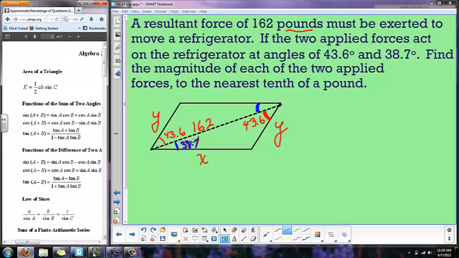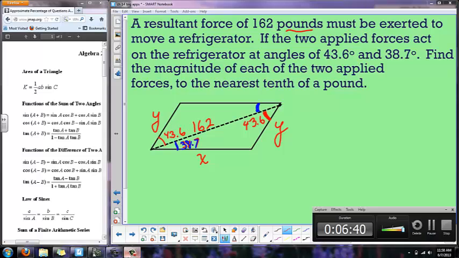Because with law of sines, you take the sine of A divided by the side across from it, and the sine of B divided by the side across from it. But if we did that right now, we would have two unknown variables, so we can't do that yet. But what I do know is that this is 162 degrees. They wouldn't have given me that information unless I needed to use it somehow.